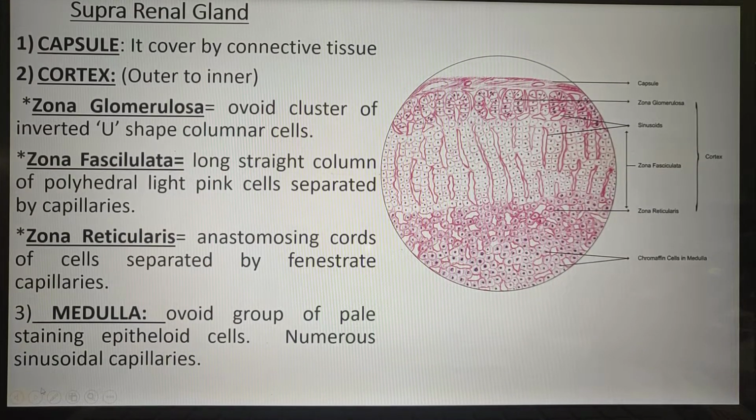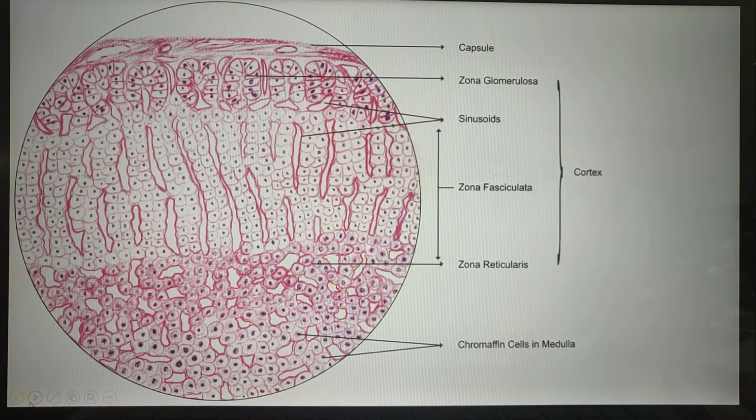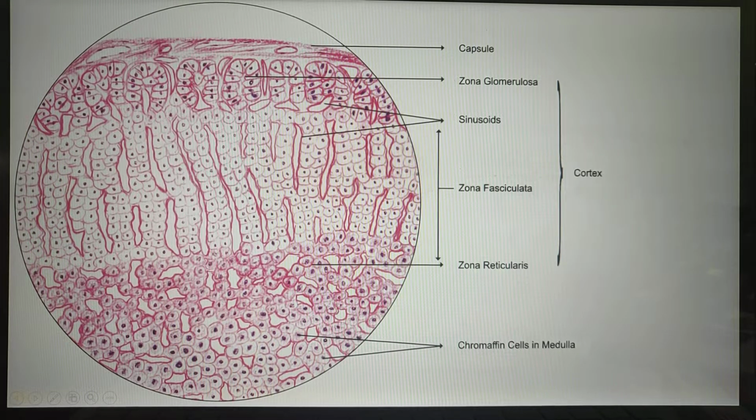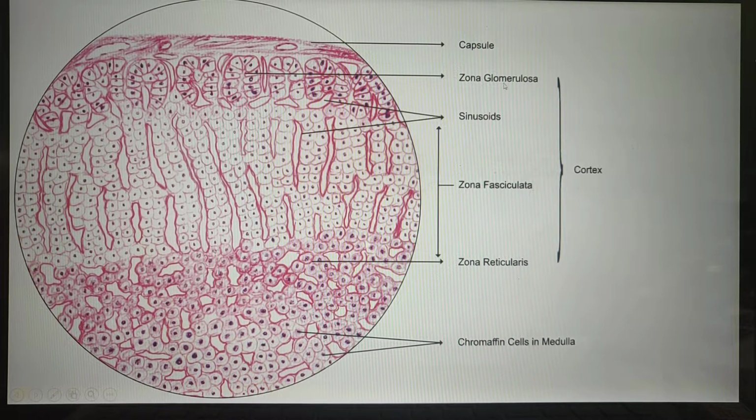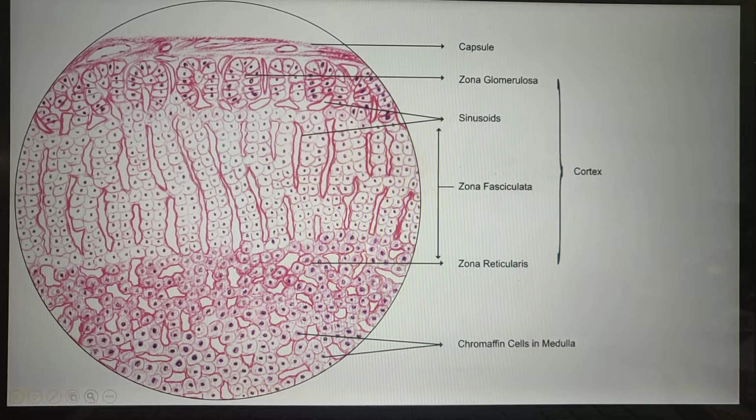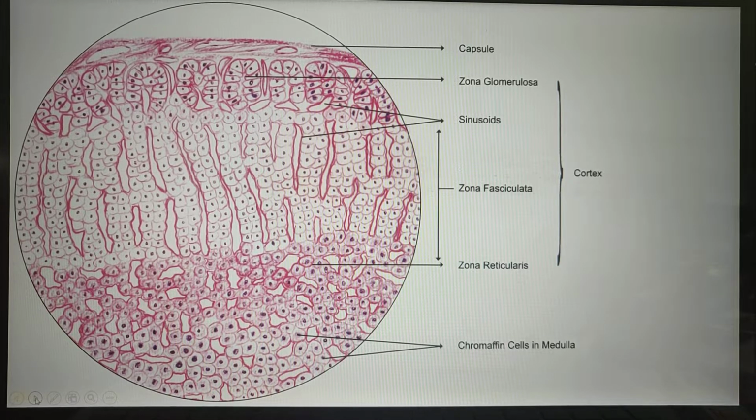So this is the slide of the suprarenal gland. This is the enlarged view. You have to remember there is a cortex and medulla as main parts. Inside the cortex, the outer is zona glomerulosa, the middle one is zona fasciculata, and the inner one is zona reticularis. And medulla is mainly formed by chromaffin cells. So this is about the histology of some of the slides. Thank you. Hope you enjoyed the lecture.